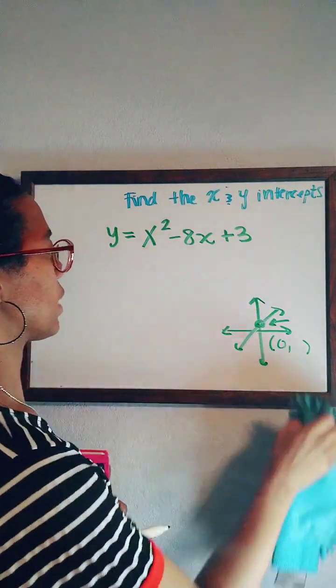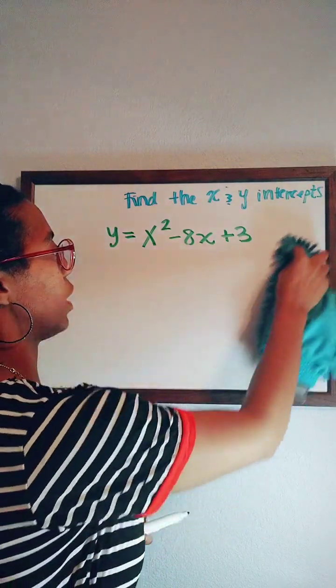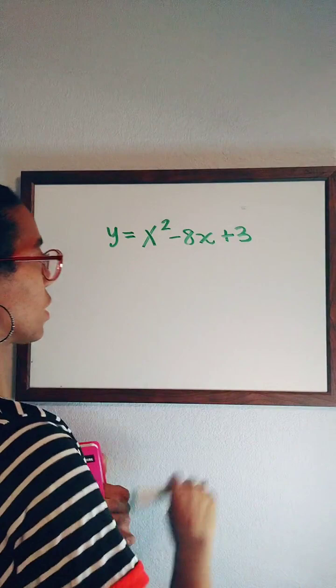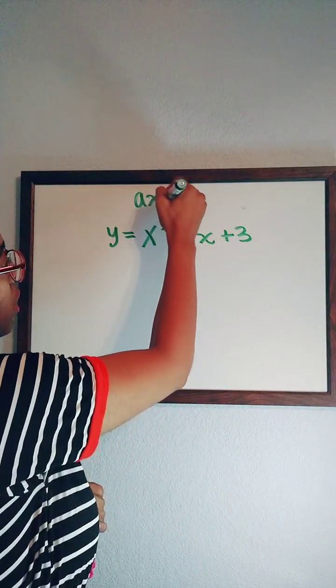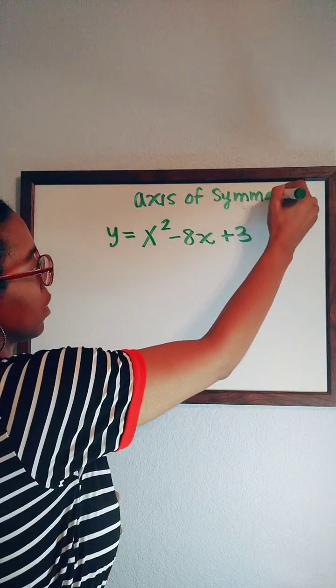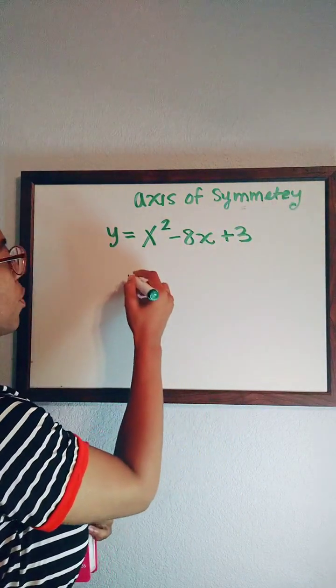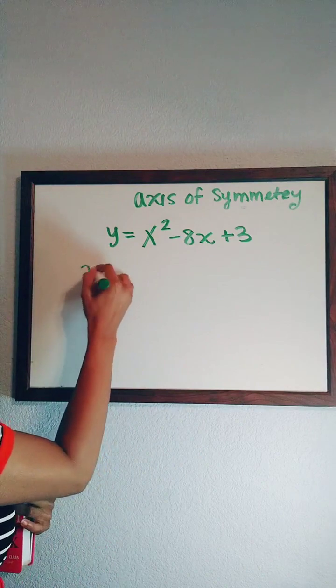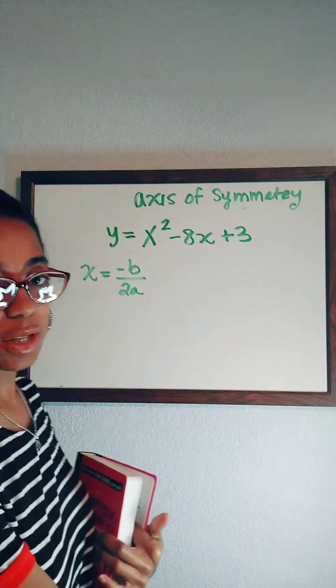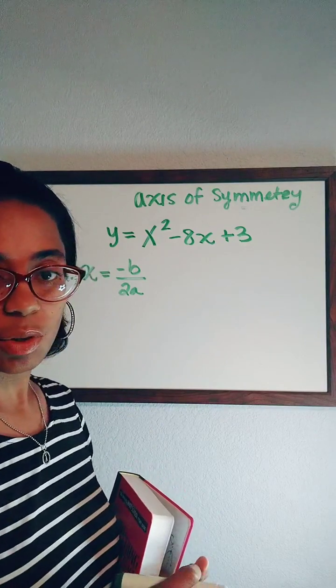Alright, so x squared minus 8x plus 3, and Kira is looking for the axis of symmetry. So with this equation, she wants to find the axis of symmetry. And you will use x is equal to negative b divided by 2a. So Kira, you can request to join if you want to talk about it.